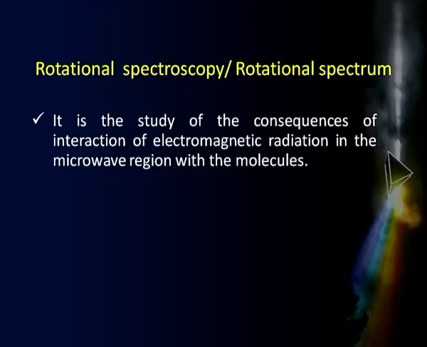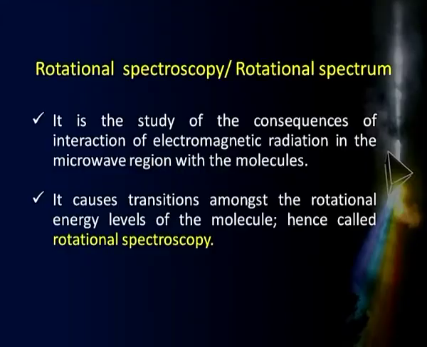Let us try to see what is rotational spectroscopy. Rotational spectroscopy basically is a study of the consequence of interaction of electromagnetic radiation in the microwave region with molecules. You will recall when we defined spectroscopy, we said it is the interaction of radiation and matter. That is a broad term. But when the radiation happens to be in the microwave region and that interacts with the molecule, that study basically comes in the purview of rotational spectroscopy.